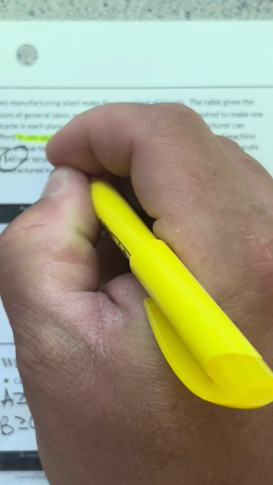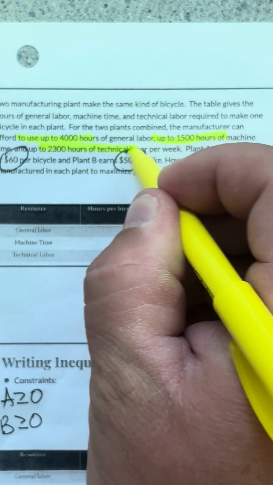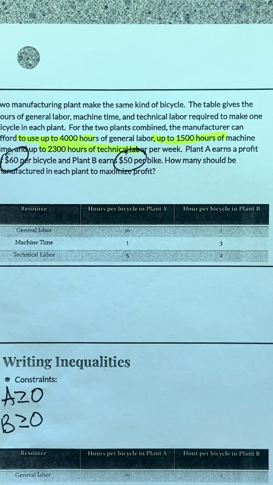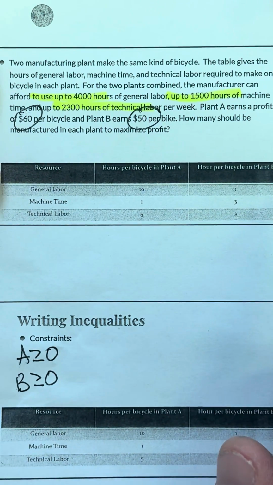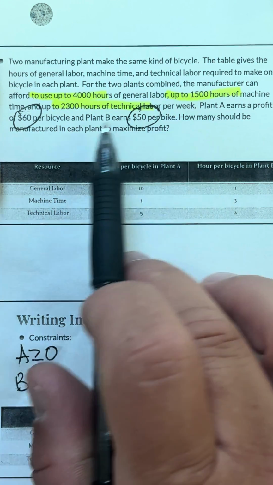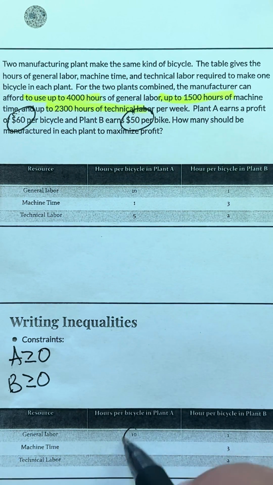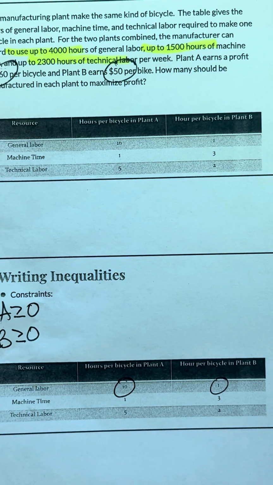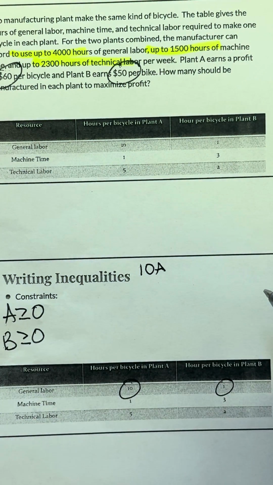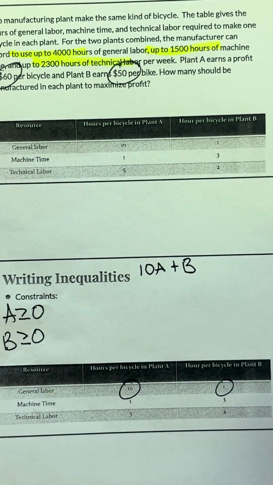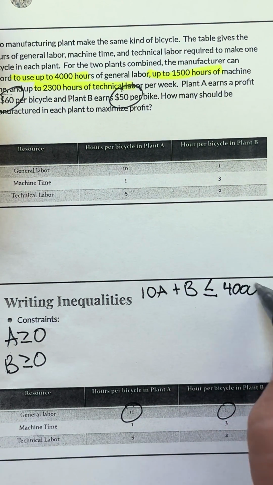So here it says we can use up to 4,000 hours of general labor, up to 15,000 machine, up to 2,300 of technical labor per week. So that combined with our table here is how we're gonna come up with our information. So first of all, we have up to 4,000 hours of general labor. If we look at our chart, now I know it's hard to see on our video, but you guys can see that on your paper there. We have A is 10 hours of general labor for a bike. B is 1 hour, okay? And we said up here, we could have up to 4,000 hours, okay?